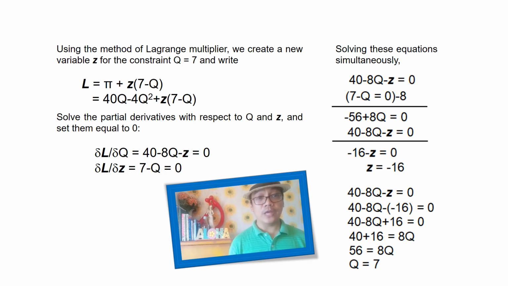Next step. Solving these equations simultaneously yields z equals negative 16 and q equals 7. We find that q equals 7 and z equals negative 16. The value of q is the best the CEO can do. The z value measures the marginal profit at the constrained optimum.